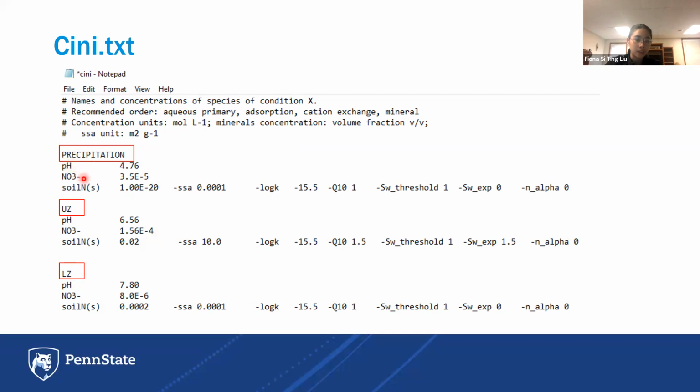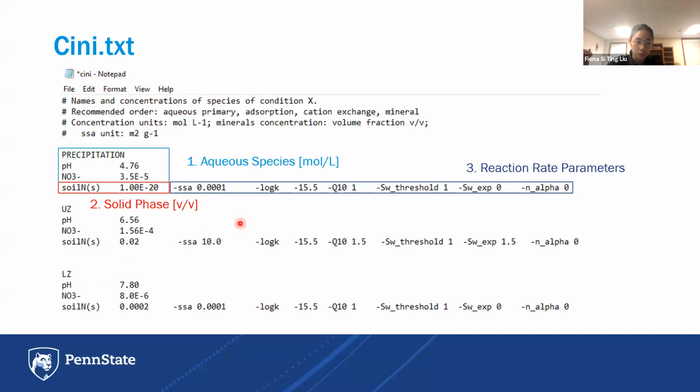And then we also have listed out the three species that we indicated within our chem.txt file. Though the order of the species on the label does not really matter, it is a common good practice to have all the aqueous species listed first, and then the solid phase species on the bottom of the list, and then have the corresponding reaction rate parameters.